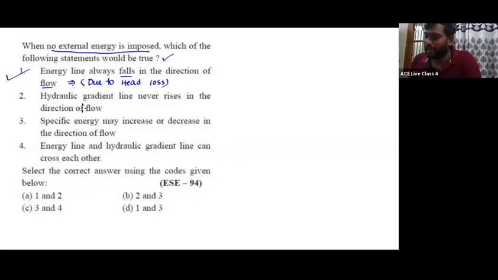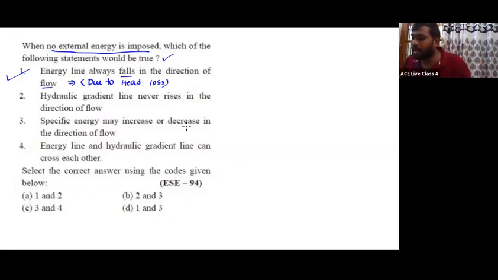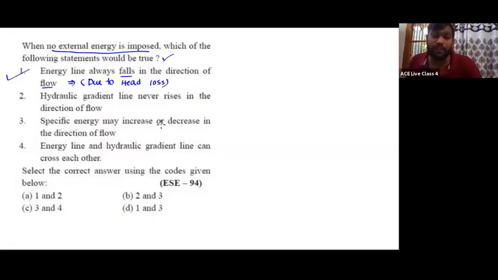And second one, hydraulic gradient line never rises in the direction of flow. Now keep that aside. Specific energy may increase or decrease in the direction of flow. Yes or no? I told you the specific energy may increase or decrease in the direction of flow, because when the channel bed rises, specific energy decreases. When the channel bed falls, specific energy increases. So this is also true.